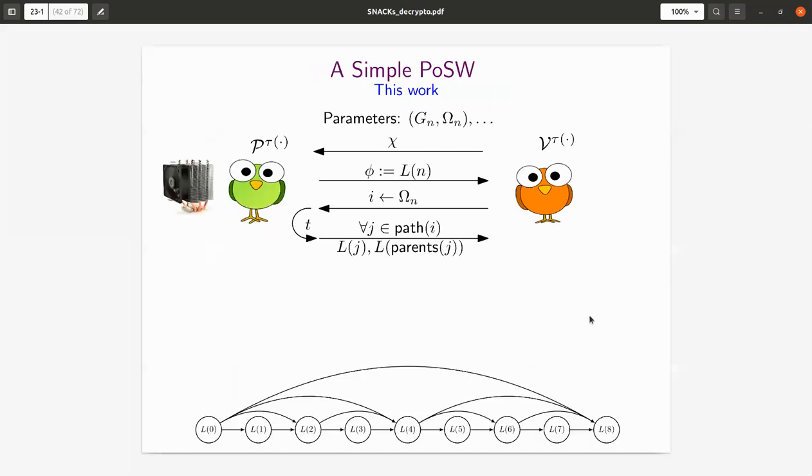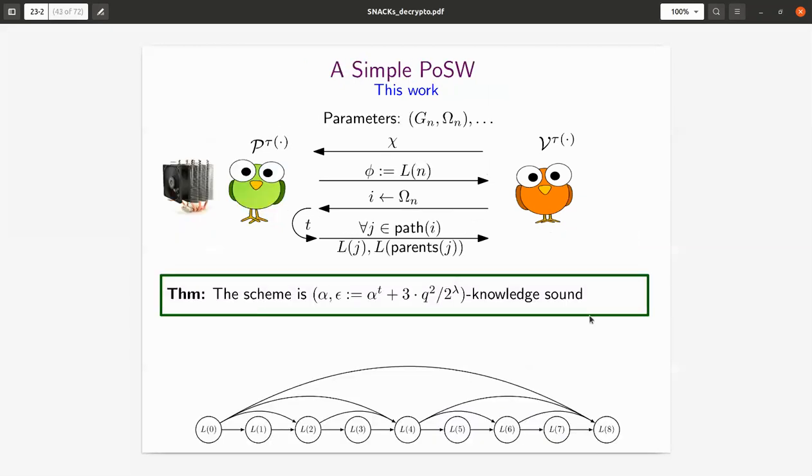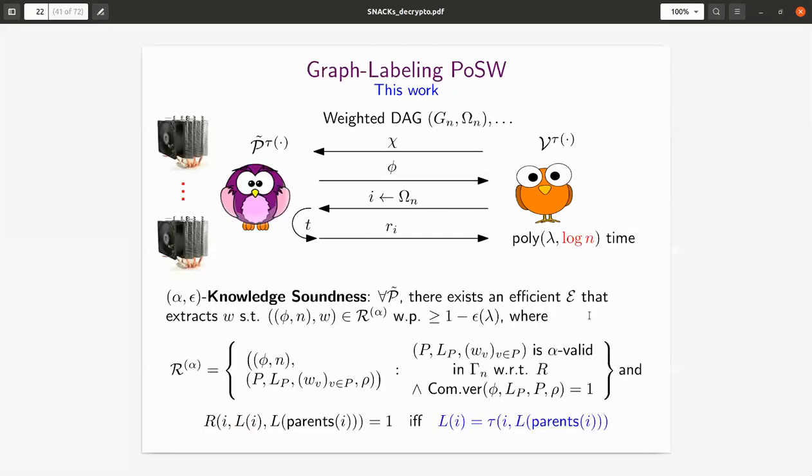So for each, sorry, I think I'm missing some slides, maybe. Yeah, sorry. So for each prover that convinces the verifier, or makes the verifier accept, you can extract an alpha valid path according to this language. A path in this graph where all of its nodes are valid, and the sum of the weights is alpha. Okay, and the relation R here is simply the relation that checks the correctness of labels. It's important to notice this because this is something that we will generalize when we talk about SNACKs.